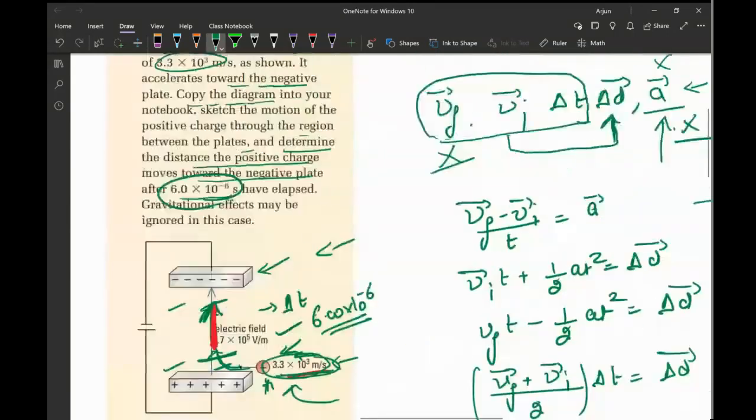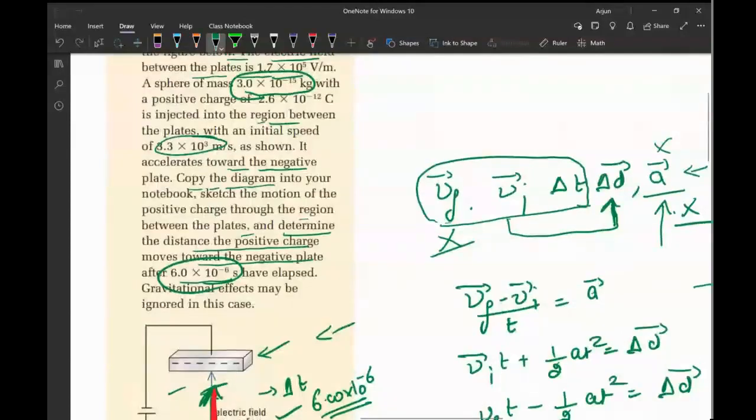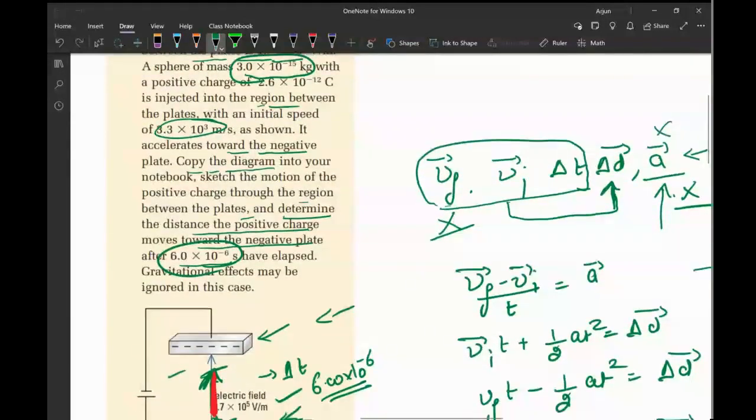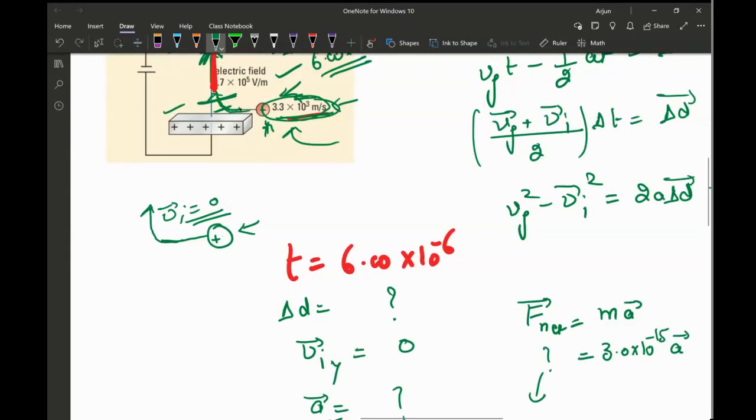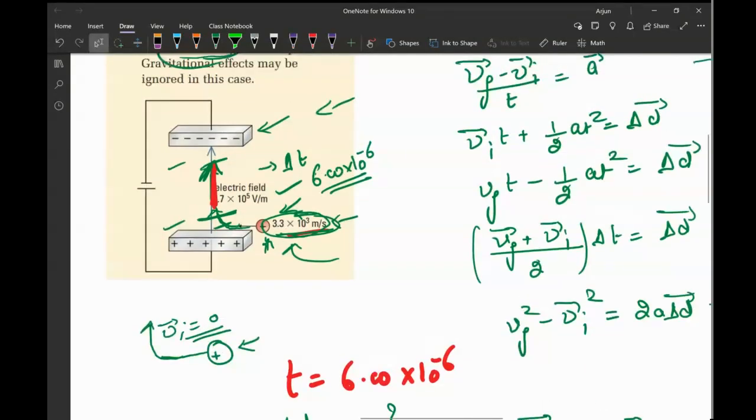So the mass given to me is 3.0 times 10 raised to the power negative 15 kg. And the acceleration value, we don't know; that's what we are trying to find out. But we don't know the force value also. So we're stuck again. Now I'm going to see what other piece of information is given to me to find the force value.